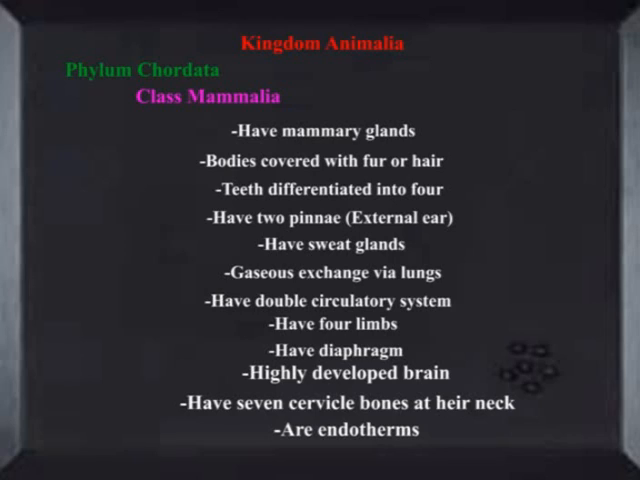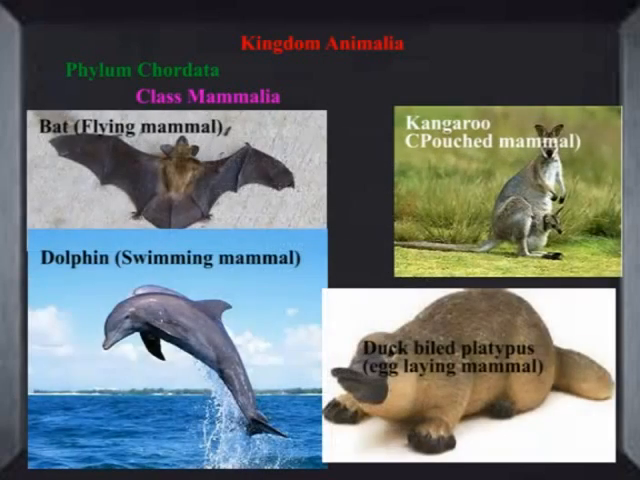Although most mammals give birth to live young ones, some are egg-laying like the duck-billed platypus. After hatching, the young ones are fed on milk from the mammary glands of the mother. The duck-billed platypus is a representative of the egg-laying mammals.